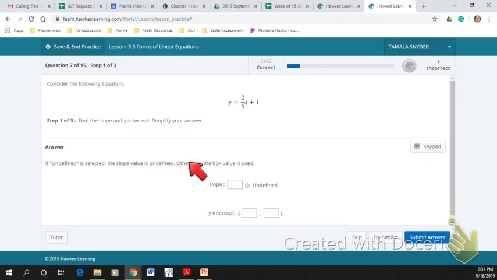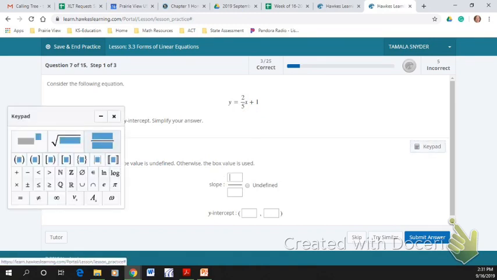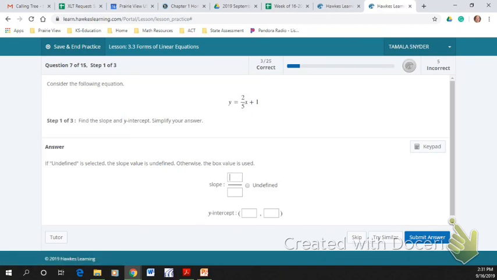Okay, so when you look at this problem, step 1 of 3 says, find the slope and the y-intercept, simplify your answer. Well, that's easy. It's already in slope-intercept form. Slope is 2 over 5. So go to the keypad, tell it I want a fraction, and we'll type in 2 over 5. And what's my y-intercept? 0, 1. Everybody okay with that? So submit.